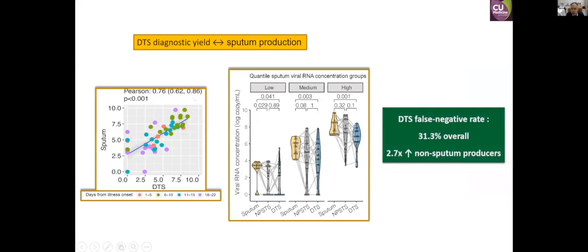And then we obviously observe a correlation between sputum and deep throat saliva in the concentration of virus that we can find. So you can imagine deep throat saliva is like a poor quality sputum. So if people can produce sputum, we will encourage them to collect sputum rather than saliva. And after all, we find that the false negative rate of deep throat saliva can be as high as 30% overall, and even higher for people who do not produce sputum.